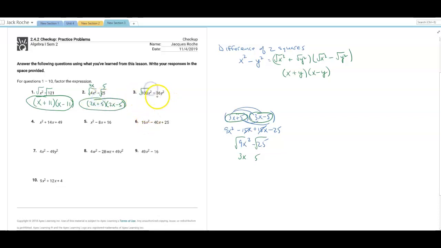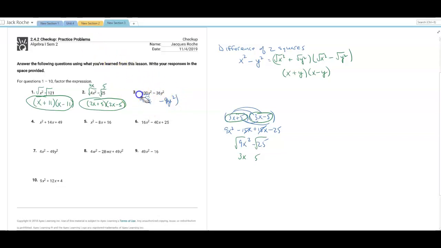The last one here, see if you can take the square root. The square root of 100 is 10. The square root of x squared is x. The square root of 36 is 6. The square root of y squared is y. I have two perfect squares, but what did we forget to do? Anytime you do this, you have to factor out the GCF. So what's the common factor between 100 and 36? That would be 4. So I'm going to do 4 times, divide both of these by 4, and I'm left with 25x squared minus 9y squared.